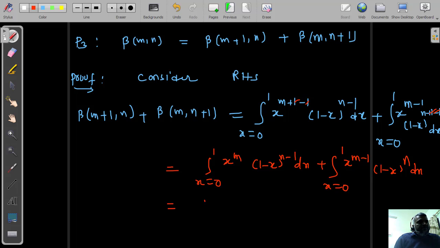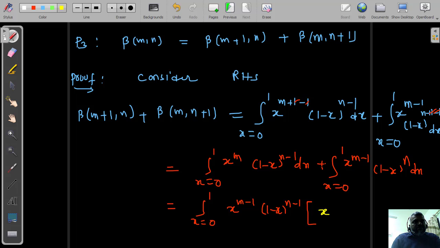Now we will make a single integral from 0 to 1. Let us take x power m minus 1 times 1 minus x power n minus 1 outside and make a bracket. Because here power m is there, here power m minus 1, so what to do: multiply and divide by x. That means x power m minus 1 again multiplied by x. So here I have to write x, here I have to write only x.